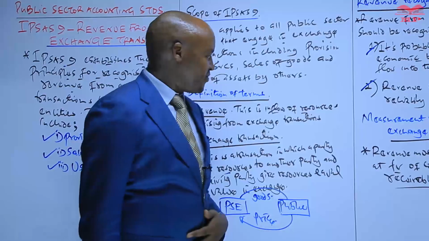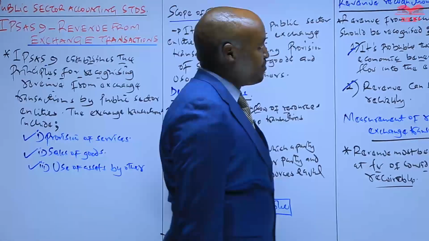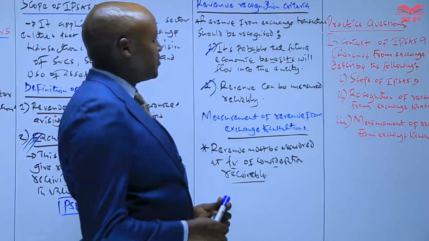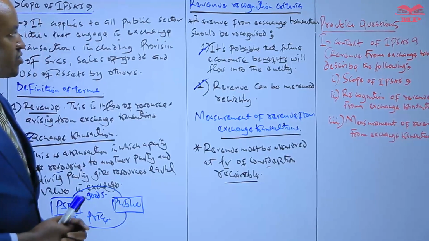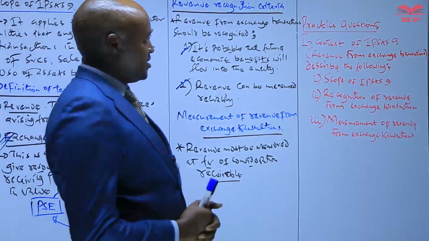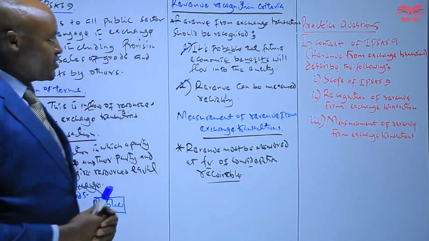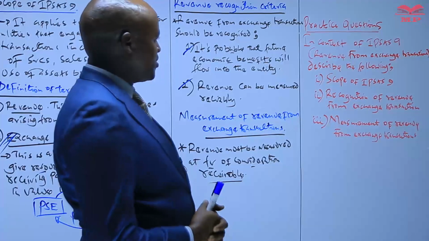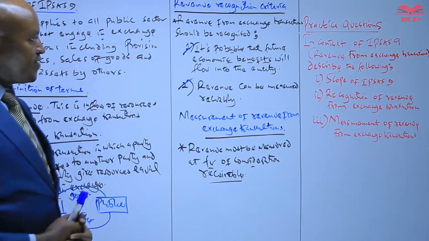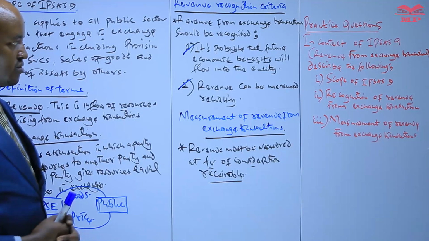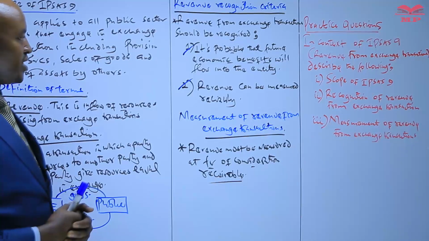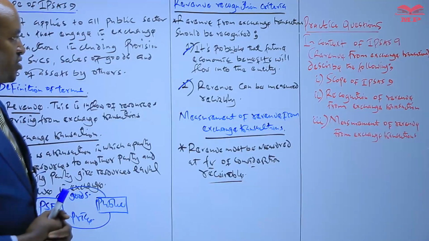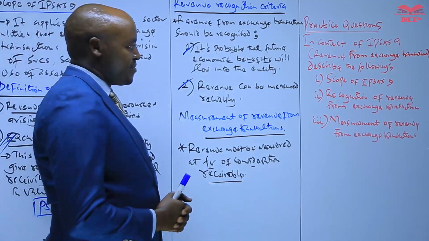Now, before we wind up, I have some practice questions I want to give you for your revision purposes. In the context of IPSAS 9, which governs recognition of revenue from exchange transactions, describe the following. Number one, the scope of IPSAS 9. Roman 2, recognition of revenue from exchange transactions. So basically, you're required to highlight the criteria which must be met for revenue from exchange transactions to be recognized. And Roman 3, measurement of revenue from exchange transactions.